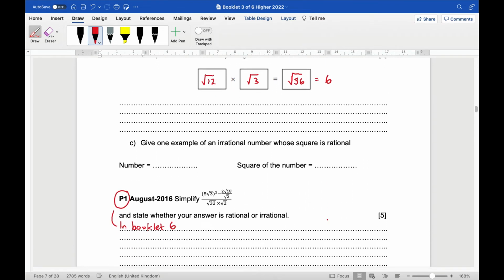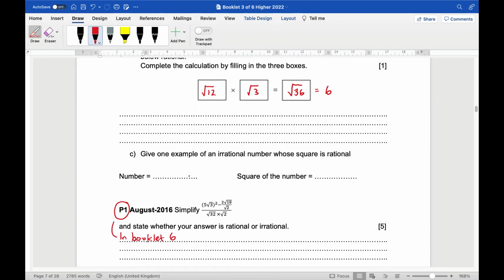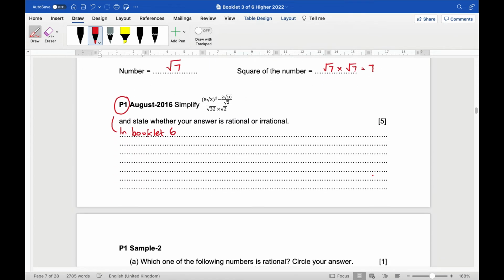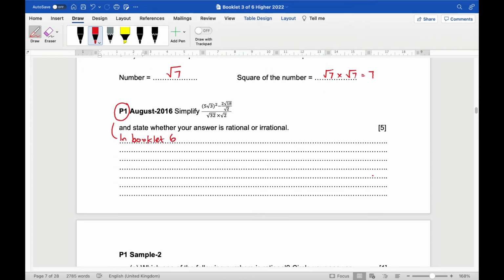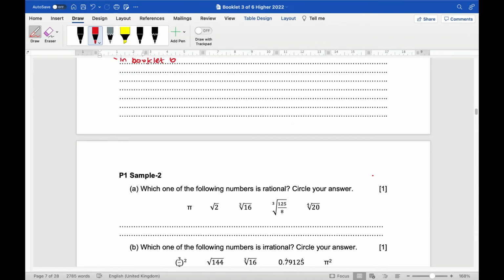Oh, and part C. Here we go. Give one example of an irrational number whose square is rational. Okay, anything, because when I square it, yeah, just look out for questions like that. Again, look to booklet 6 for examples of where we have to simplify and work with surds.